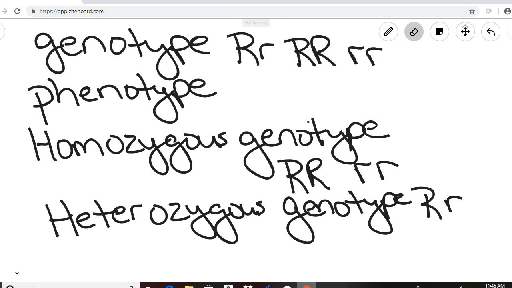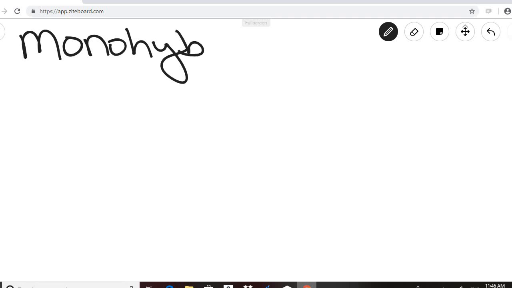And then we looked at Punnett squares and how Punnett squares can be used to predict the genetic characteristics, both genotypes and phenotypes, for offspring. When we did our Punnett squares, we just did monohybrid crosses, where we just look at one trait at a time. So let's run through an example of one of those really quickly.